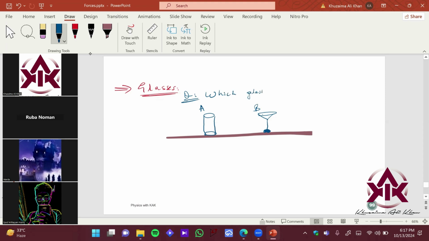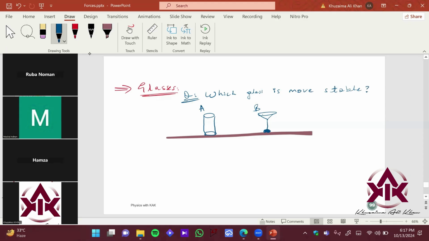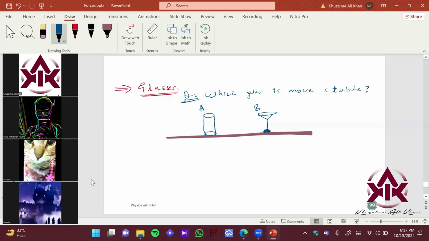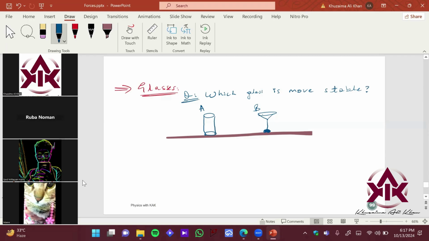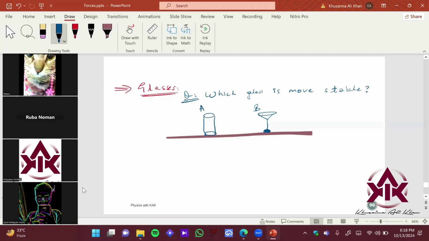Glass A. Okay. So those who say glass A is more stable, raise your hand. Okay, Ruba says it, Hamza says it, Mashal says it. Otherwise, Ryan and Varda and May are saying, sir, glass B is more stable. Okay, Varda has now switched her vote. Ryan, why is glass B more stable? Because sir, its center of gravity is lower. Okay, is it lower?